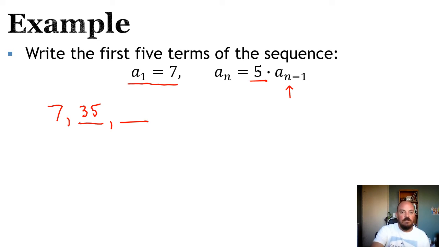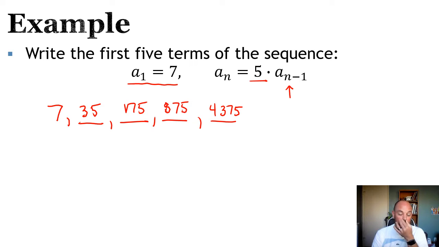That's 175. And to find the next term, I take the 175 and I multiply it by 5. That would be 875. So we'll do one more. To find the fifth term, which is what I asked you to do, you take the 875 and you multiply it times 5. And that would be 4,375.